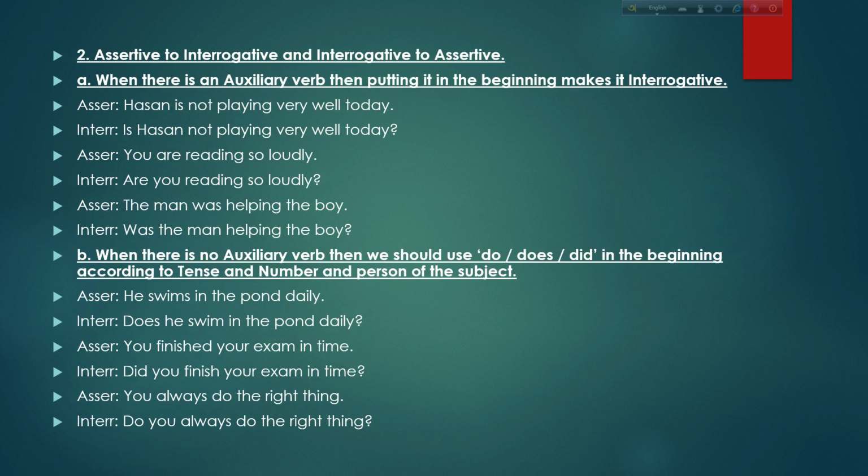Now, assertive to interrogative and interrogative to assertive, there are two rules. A. When there is an auxiliary verb, then putting it in the beginning makes it interrogative. Hassan is not playing very well today.